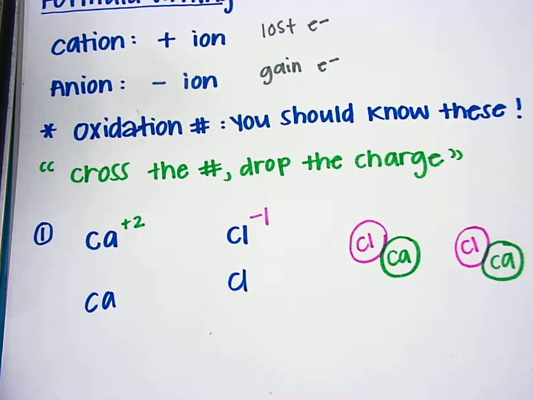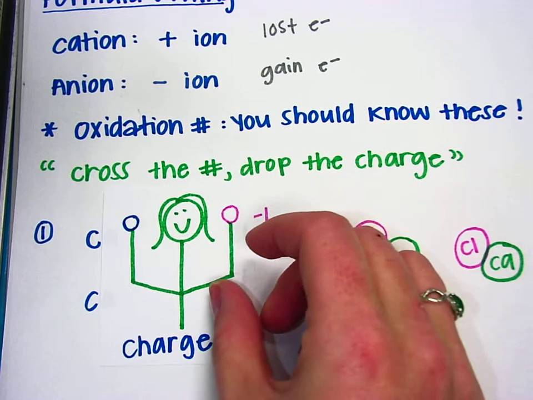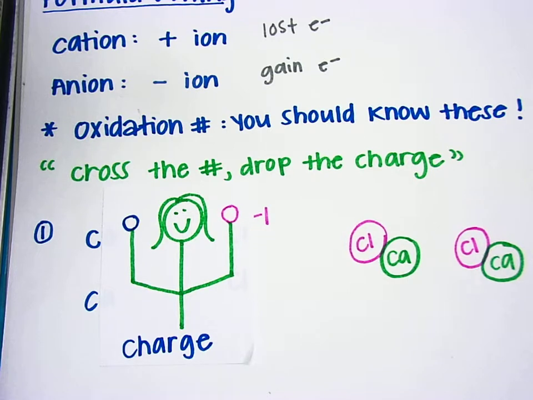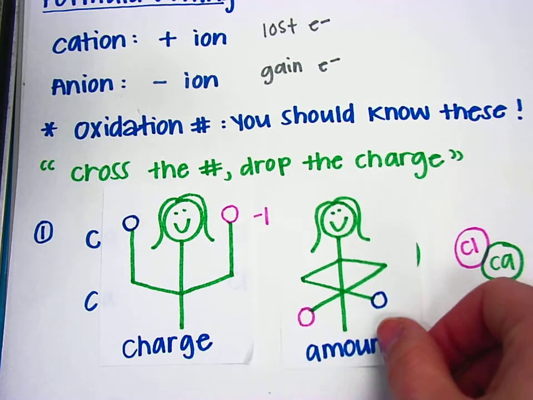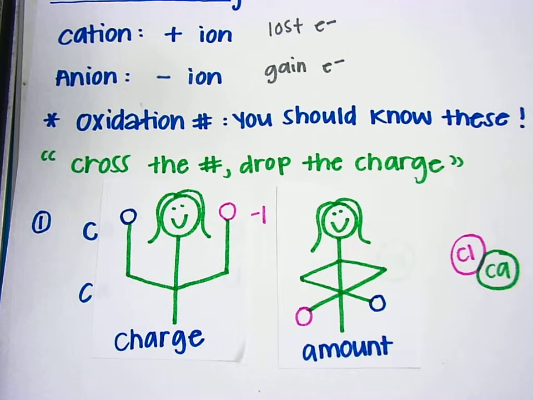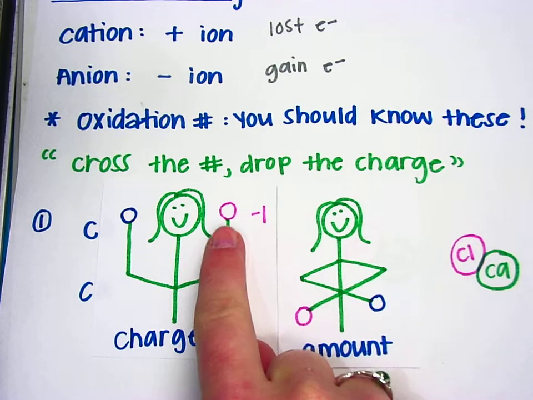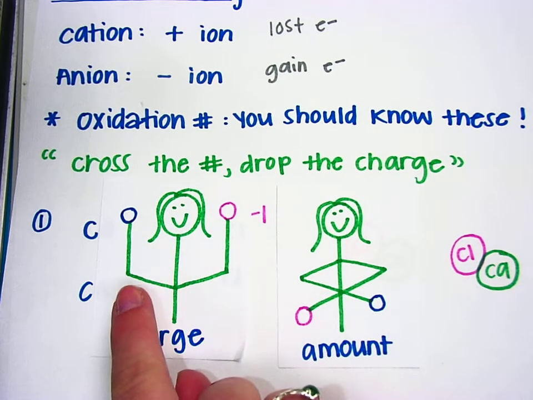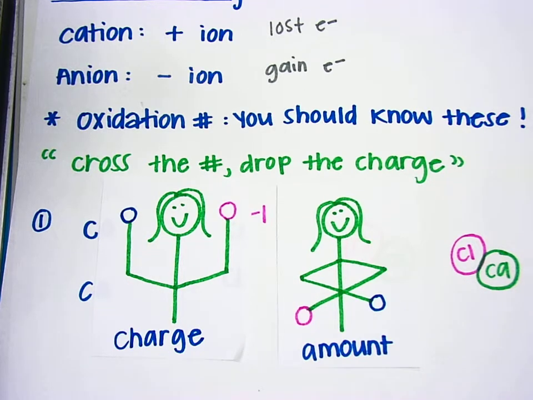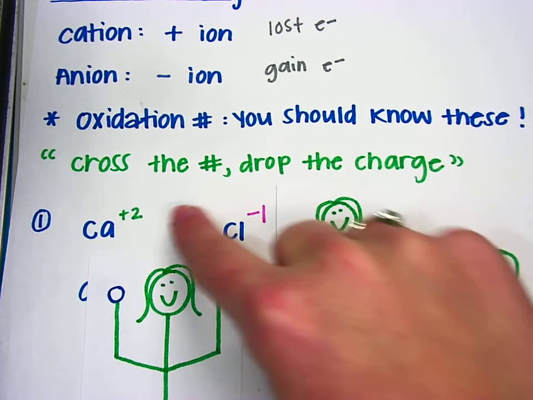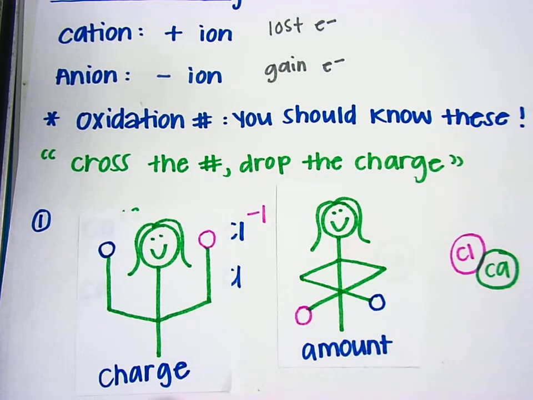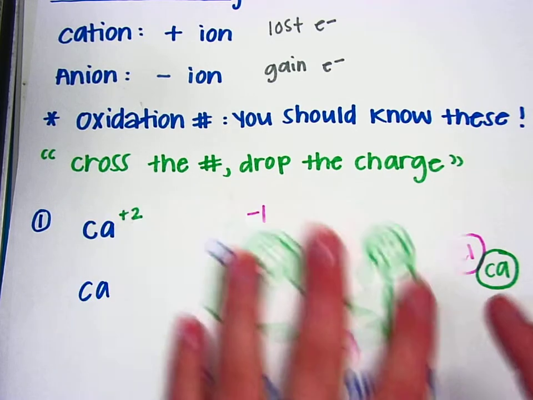And then I'm going to do the cross the number, drop the charge. So if you imagine someone holding their hands up like a touchdown in football, and then crossing their hands like the I Dream of Jeannie kind of thing, the thing that's on the top right corner will come down to the bottom left, and that's what we're going to be doing right here. When the numbers are at the top, in other words, when they're up like this, they are going to represent a charge. When they come down to the bottom corners, they're going to be representing an amount.